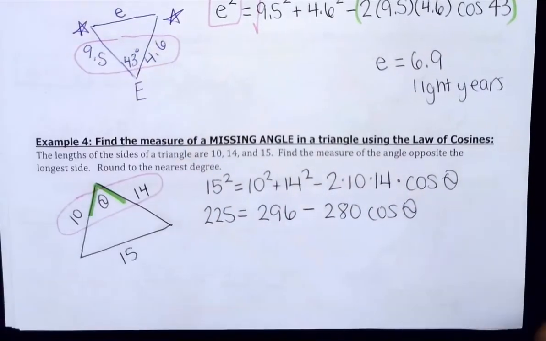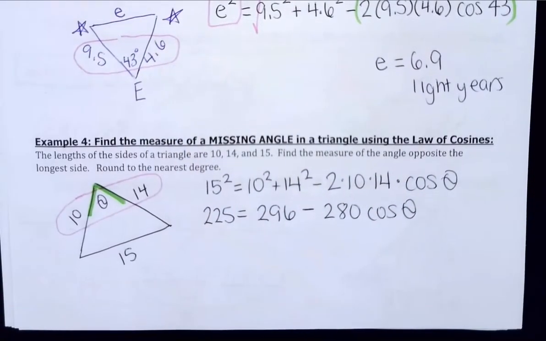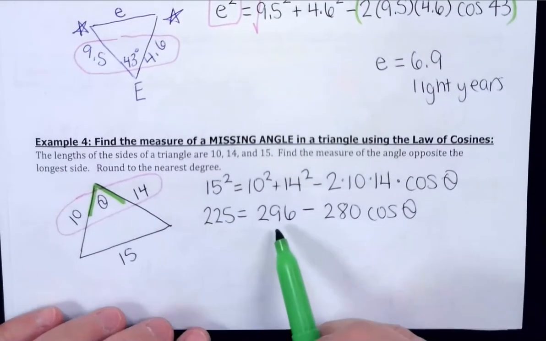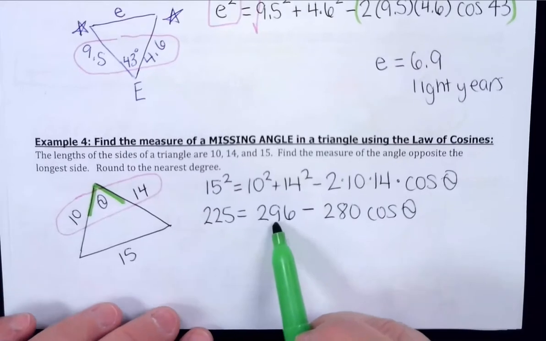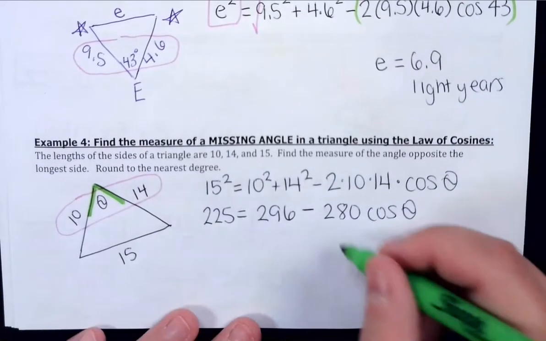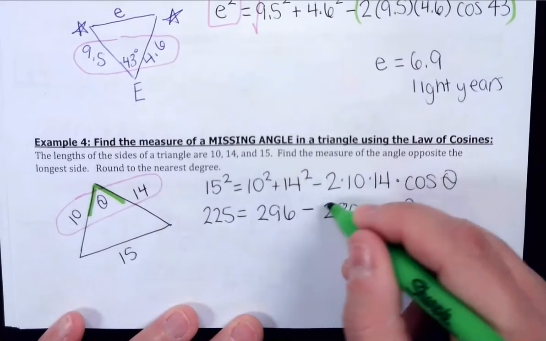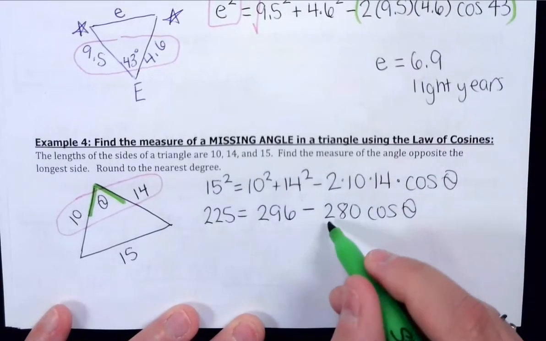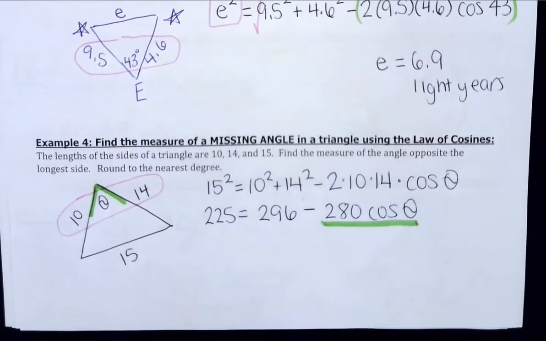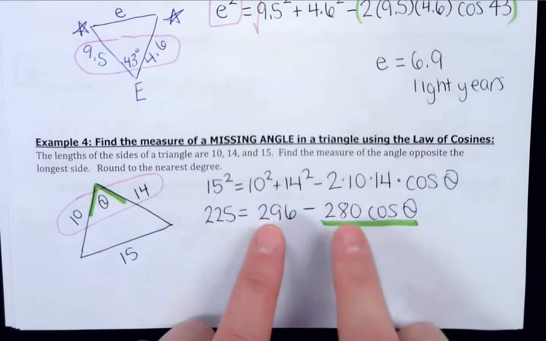Now, you have got to pay attention to this for 1 second. Okay, the most common mistake people make on these problems, they take what I have written here, this 296, and subtract the 280. You cannot do that. The 280 here is attached to that cosine of theta by multiplication. So remember, our order of operations, you've got to do the multiplication first. So do not subtract these numbers.